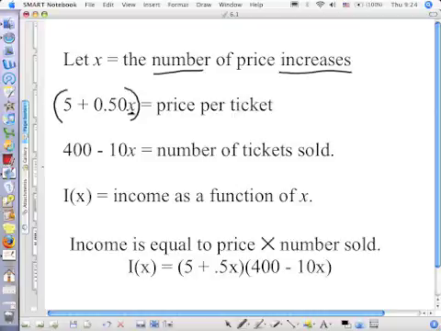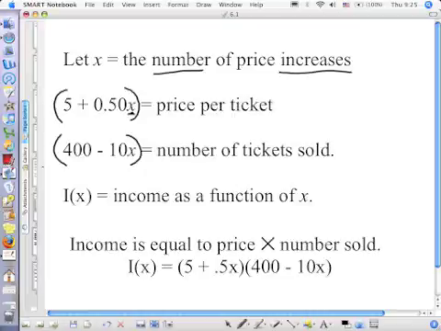This represents the number of tickets we're going to sell. 400 people came last year, and each time I increase it, 10 less will come. So I increase it once, I'm at 390 tickets sold. I increase it twice, I'm at 380 tickets sold. Does that make sense? Yes, no, maybe so. Shoot me now.